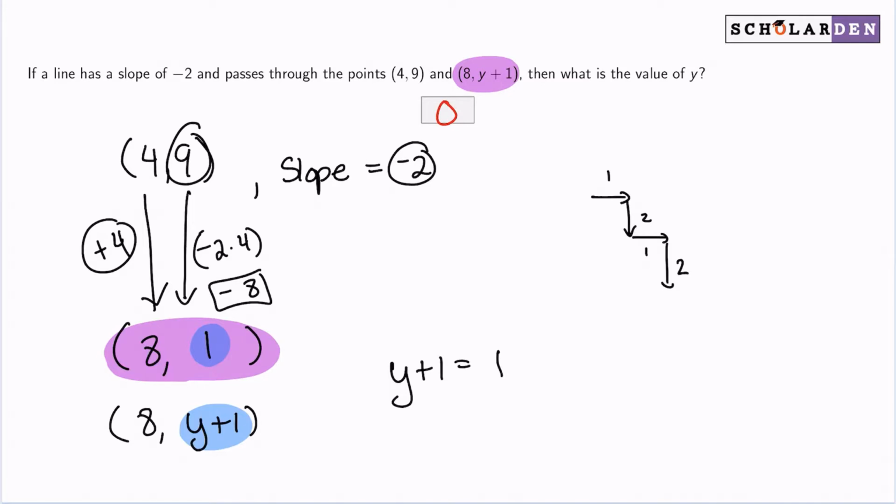So there we are. They're supposed to be the same. And so to figure out what y needs to be, subtract 1. y equals 0. Because if y equals 0, 0 plus 1 is 1. And that means that this holds true. And we're good. So that's just one way of doing it.